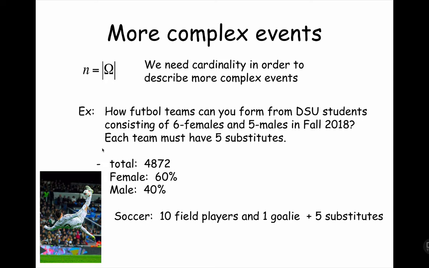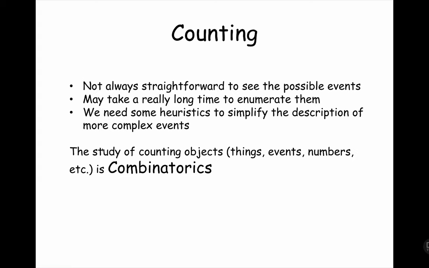And a little bit more information. You have a field, and you have 10 players on the field plus one goalie, right? And then you also have five substitutes. Let's say the event you observe is the selection of players comprising your team. How many different teams can you form? That would be our sample space omega. That's a lot harder to think about, right? So let's think about how you might devise some strategies to be able to enumerate or count more complex events like this.